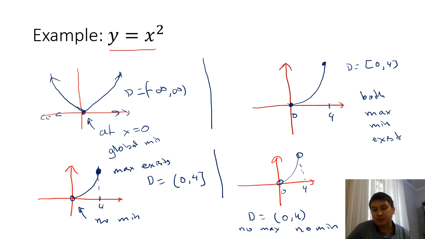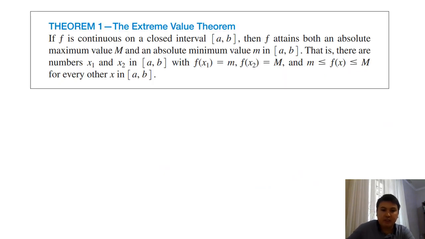So the question is, how can I guarantee the existence of maxima and minima to begin with? If there is no guarantee, then there is no point to investigate further. That brings us to the extreme value theorem. The extreme value theorem is related to continuous functions.